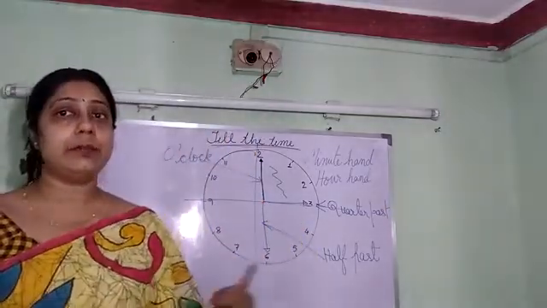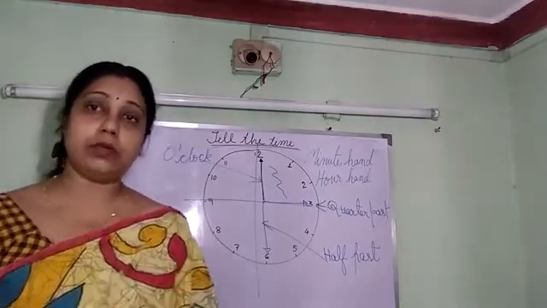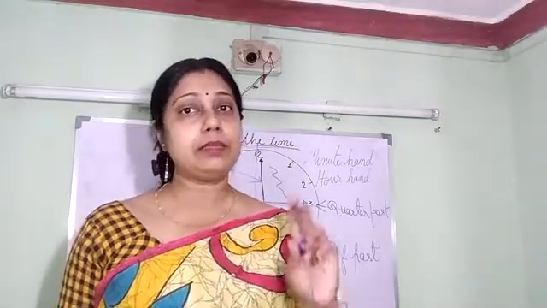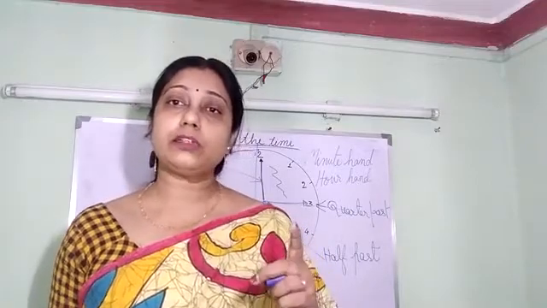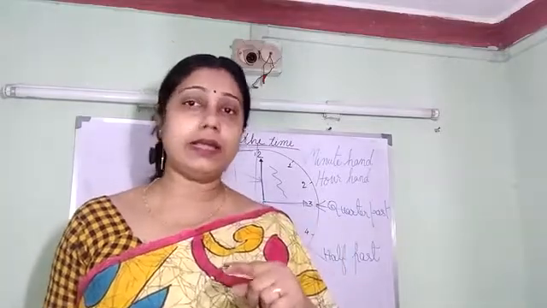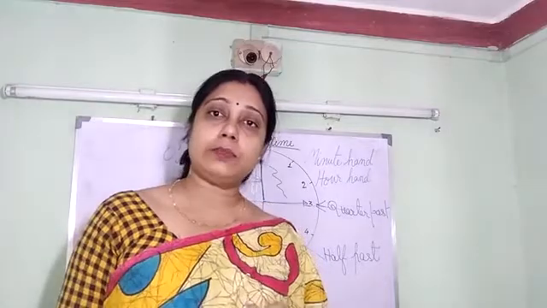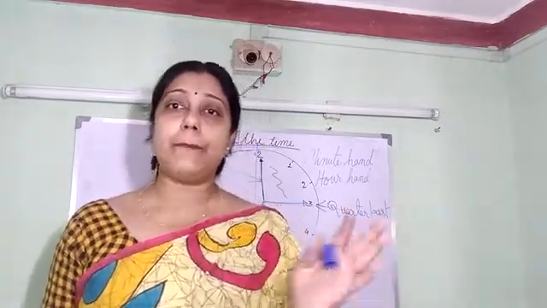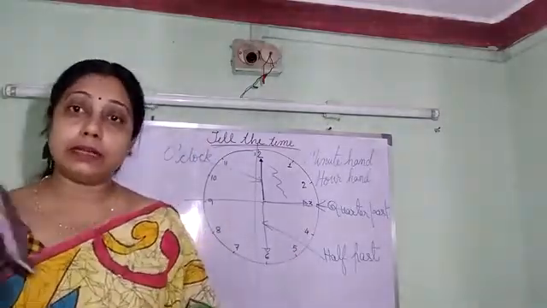Half past means, as I told already, the long hand will be on 6 and the short hand will be between two numbers. If the short hand is between 2 and 3, that means it has passed 2, that means half past 2. If the short hand is between 4 and 5, it has passed 4 and is going to 5, that means half past 4. Again, if the short hand is between 10 and 11, it has passed 10 and is going to 11, that means half past 10. Whenever it is passing a number, we are going to tell that number only.